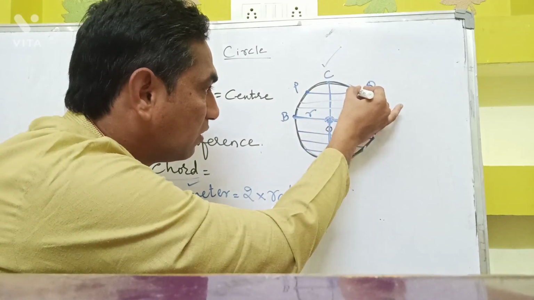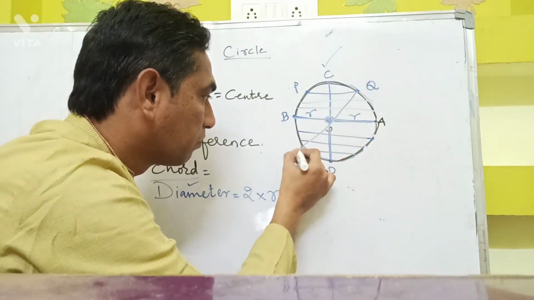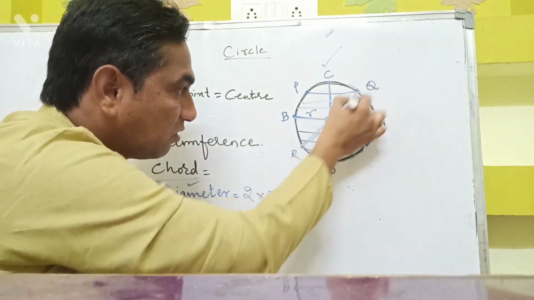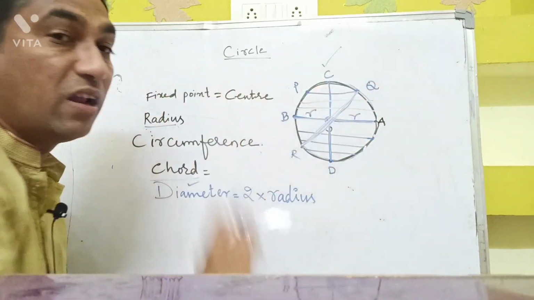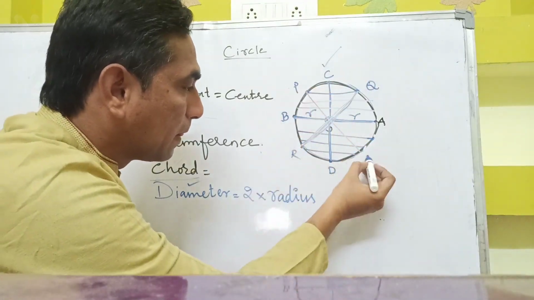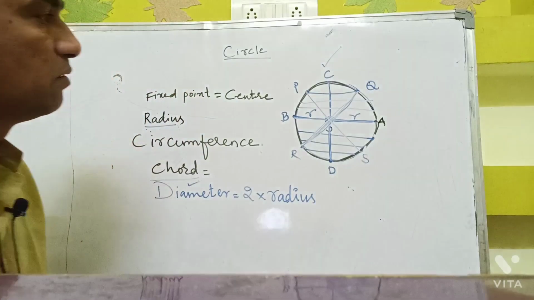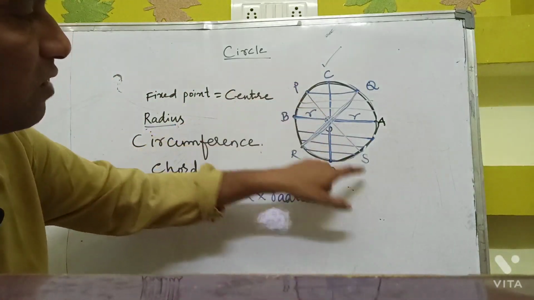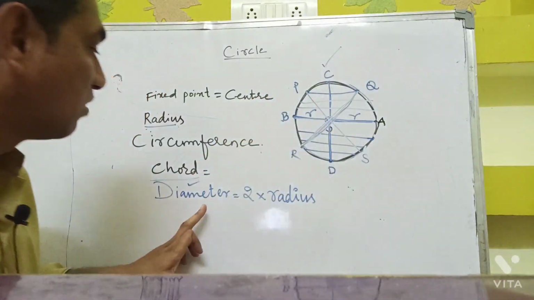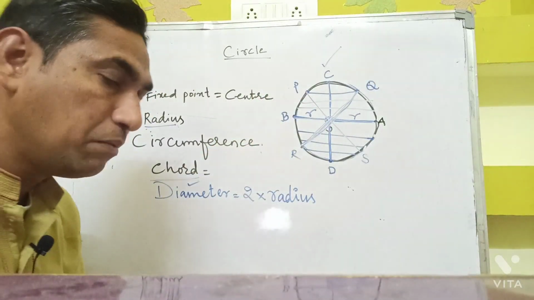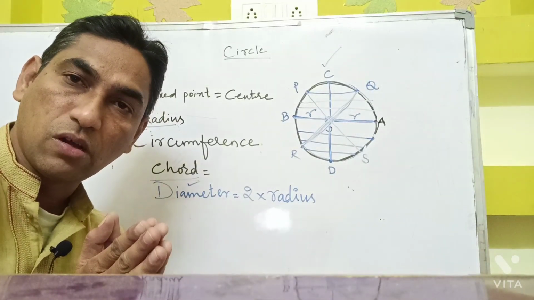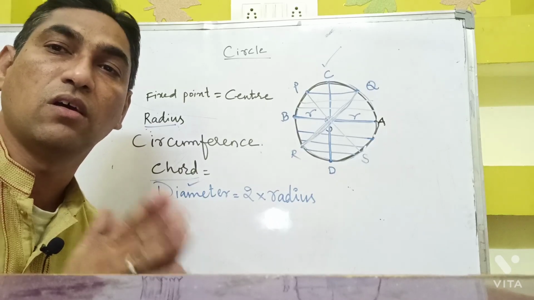Suppose here Q is there, imagine, and R. This QR is a chord passing through the center, so QR is called a diameter. One more, you can take PS. We can draw so many diameters. PS joins two points on the circle, so that is a chord. But this chord is passing through the center, so that is called a diameter. A diameter is nothing but a chord which passes through the center of the circle.